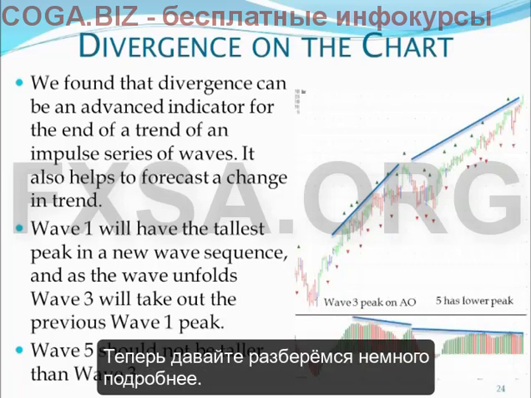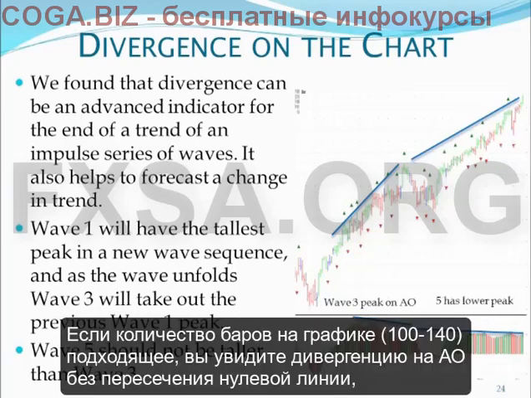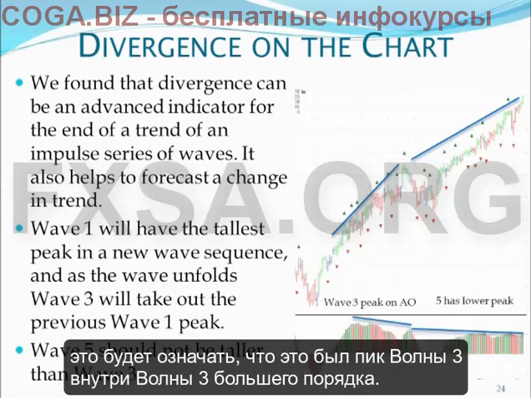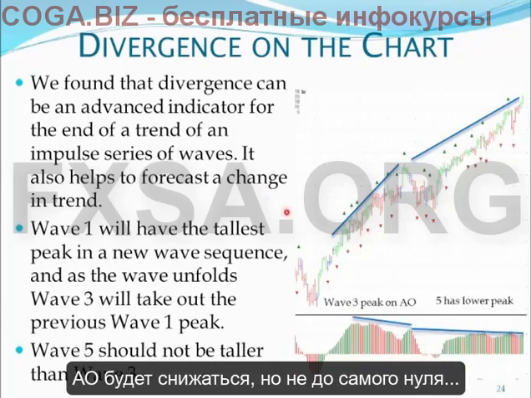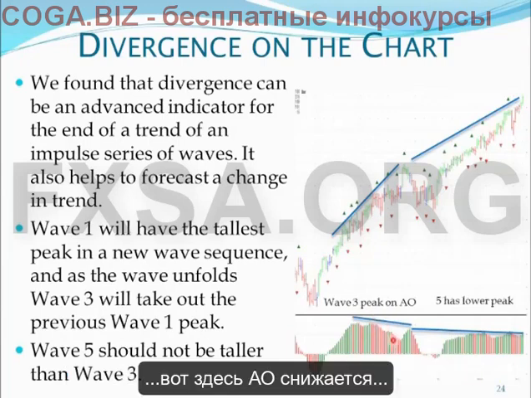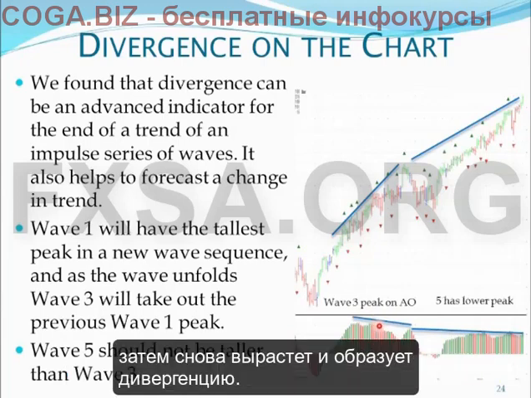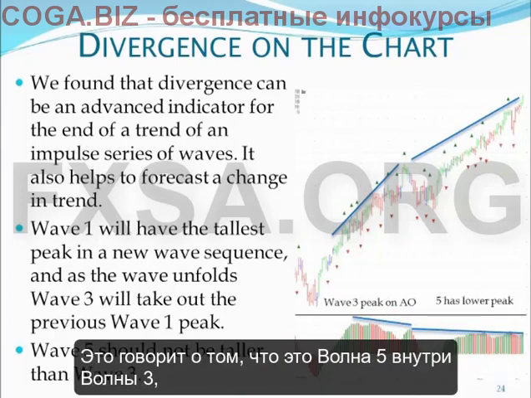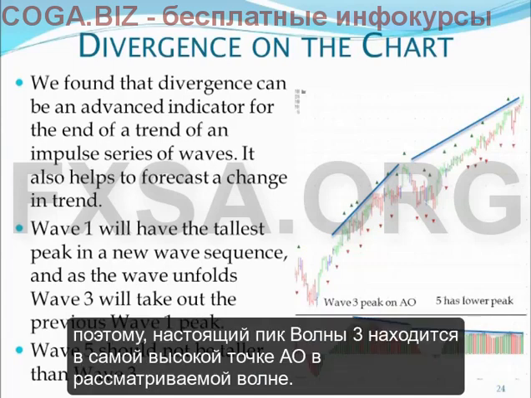Now, let's get a little more detail oriented here. When the proportion of bars, 100 to 140, is correct, you will see a divergence that does not go back to the 0 line. What you're seeing is a wave 3 peak inside a larger wave 3. The AO will retrace, but not to 0. Right here, it will retrace, then come back and generate a divergence. This is telling you that it's wave 5 of wave 3, and therefore the real peak of wave 3 is at the tallest point on the AO in the wave under consideration.